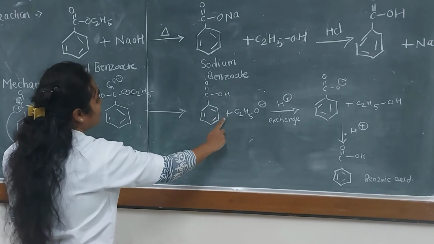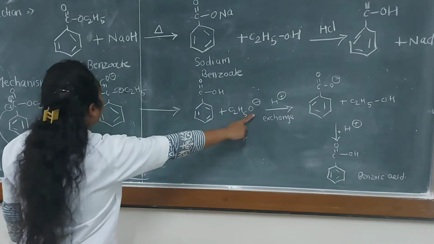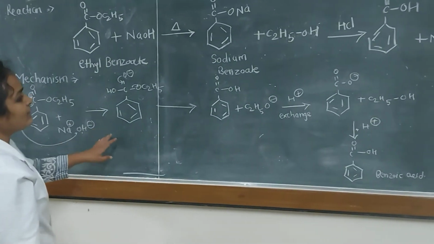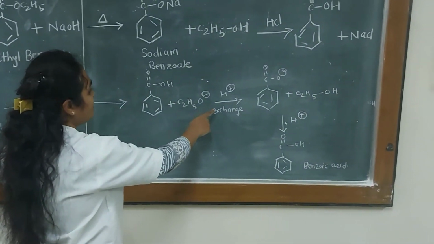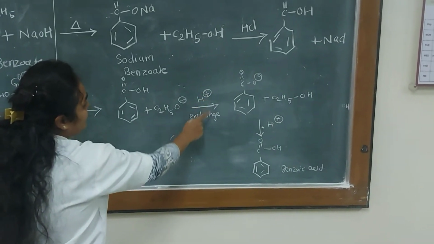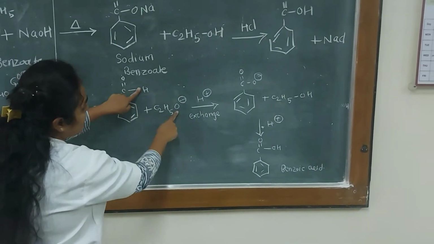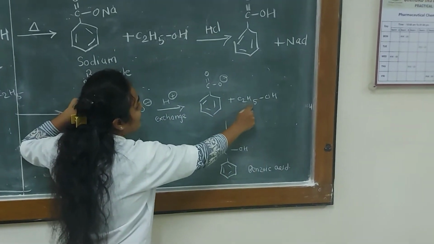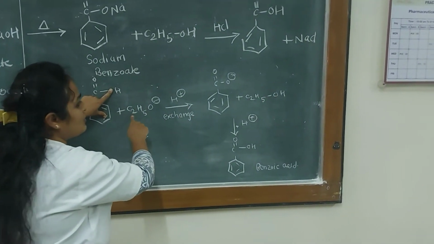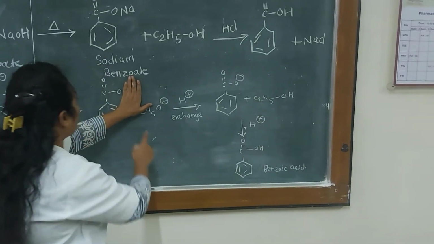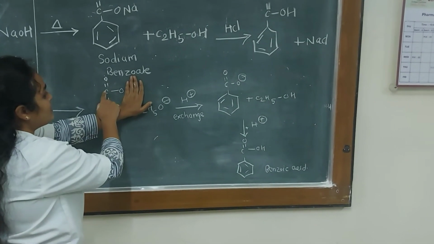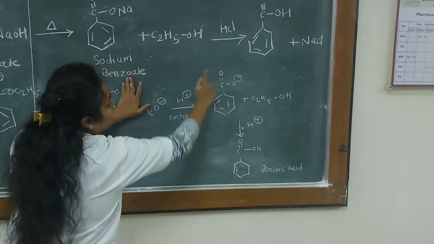This OC2H5 is removed, forming benzene ring, C double bond O OH, plus C2H5O minus. Then the next step is the exchange. H plus ion is exchanged. This hydrogen atom is exchanged here, which means the formation of C2H5OH, and the formation of only benzene ring, C double bond O minus.